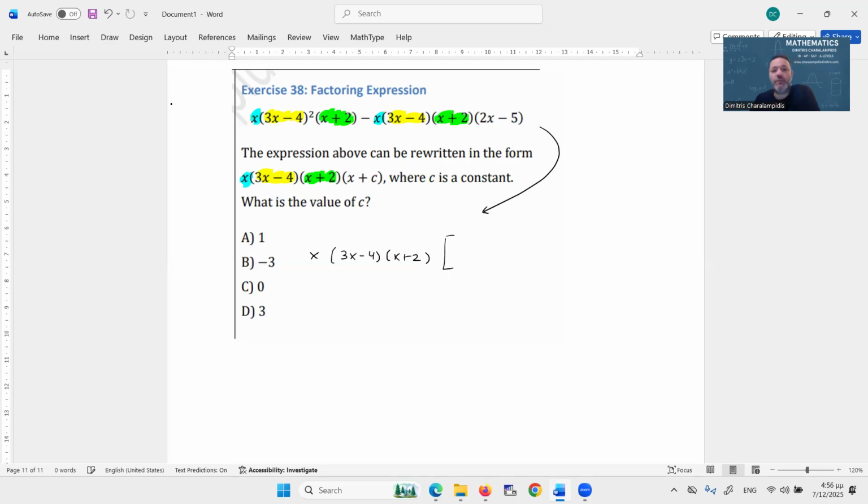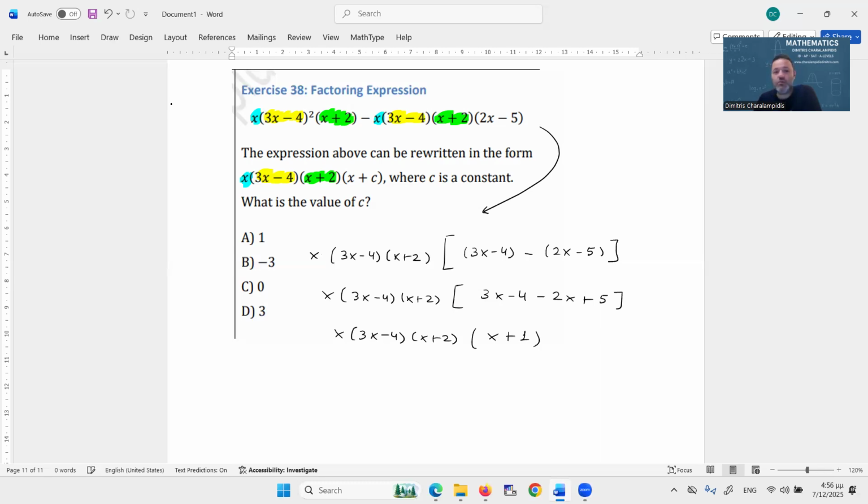And then from the first one, we have a remaining 3x minus 4. So 3x minus 4 minus 2x minus 5. So I'm going to keep the x, 3x minus 4, x plus 2. And I'm going to do operations here. 3x minus 4 minus 2x plus 5. So x times 3x minus 4 times x plus 2 times 3x minus 2x is x, minus 4 plus 5 is 1. So x plus 1.